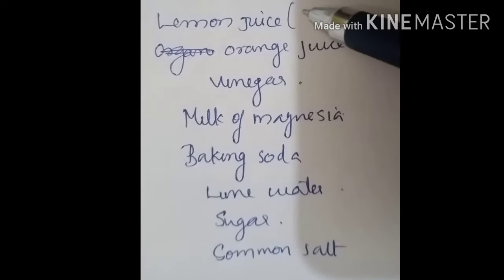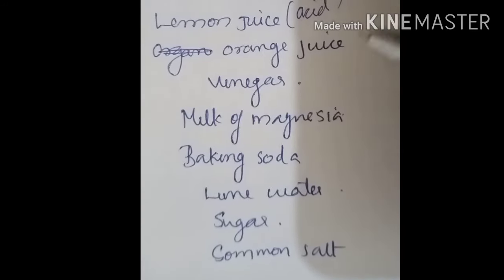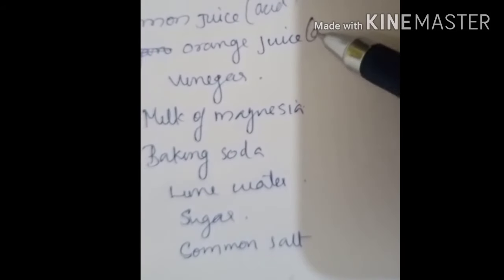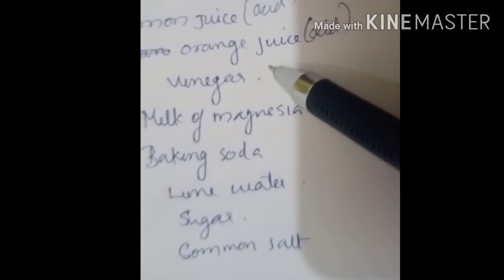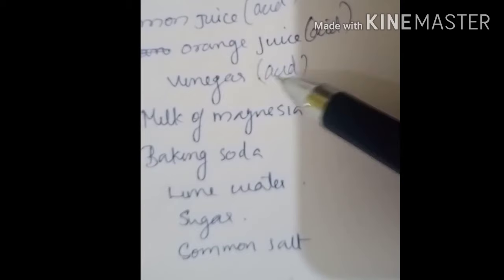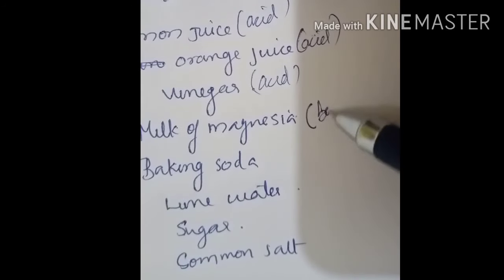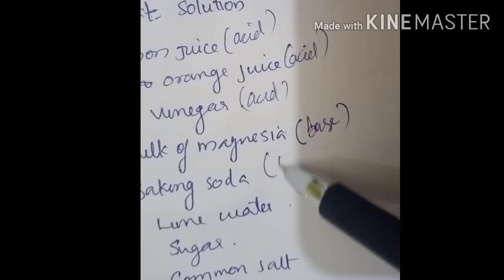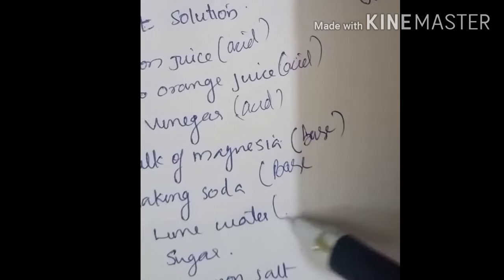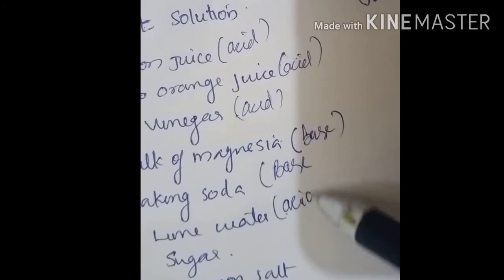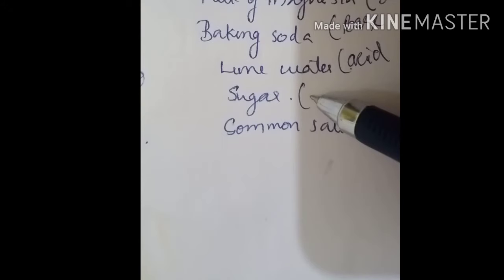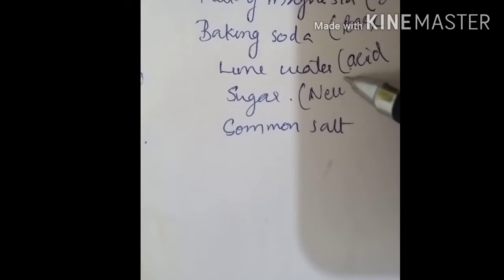Here lemon juice, we know that it is acid. Orange juice, we know that it is acid. Vinegar also acid. But milk of magnesia is base. Baking soda also base. Lime water is acid. And sugar, it is a neutral solution that I told you.